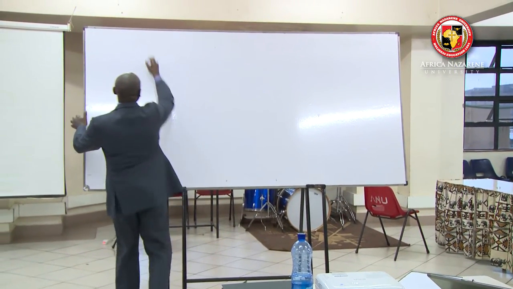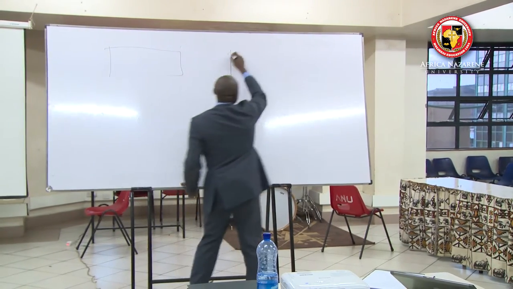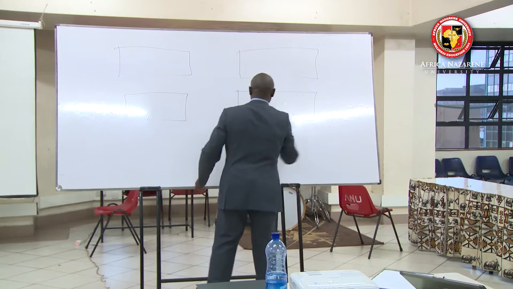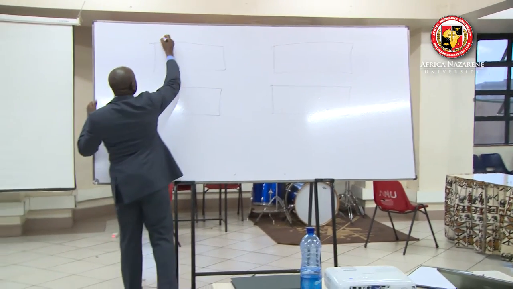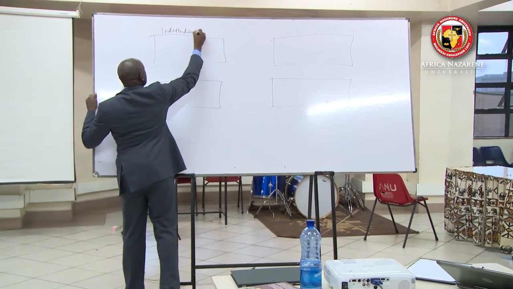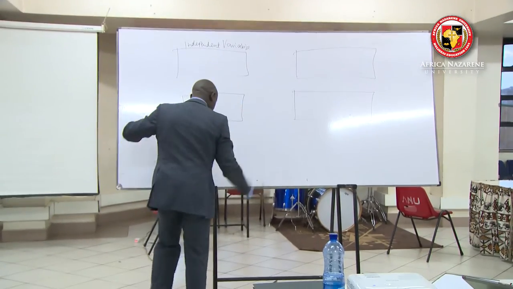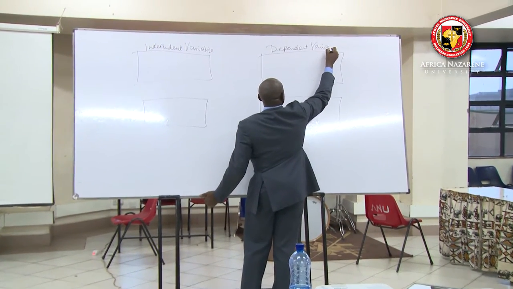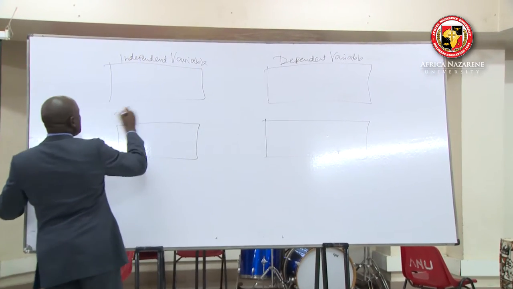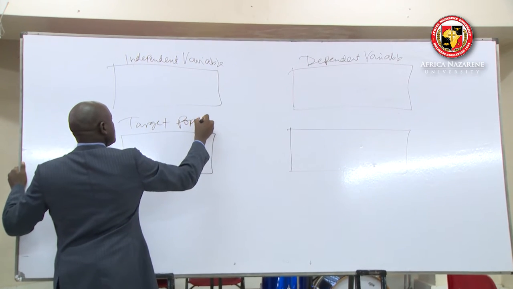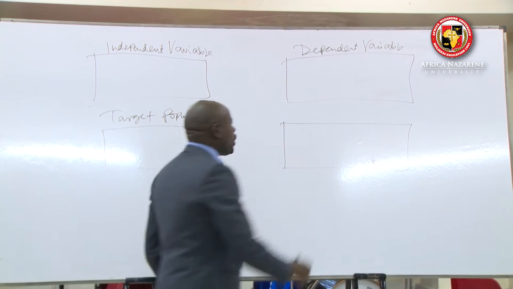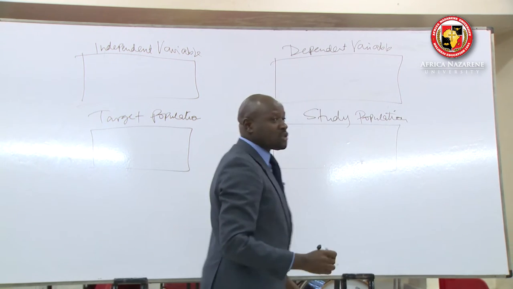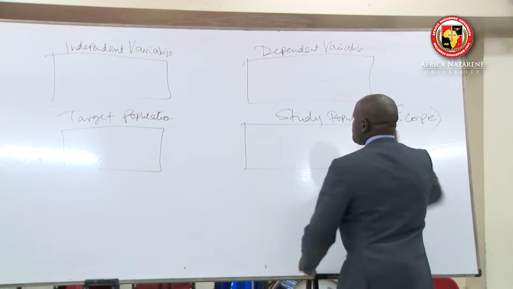The pillars are four, and I'm going to draw four boxes here. The first box, I'm going to label it independent variable. The second box, I'm going to label it dependent variable. This one, I'm going to label it target population. And the last one, I'm going to call it study population. Some writers will call it scope, but I prefer to use the term study population.